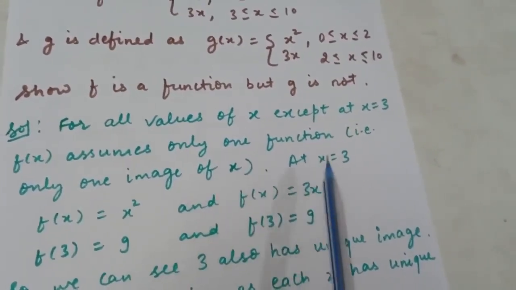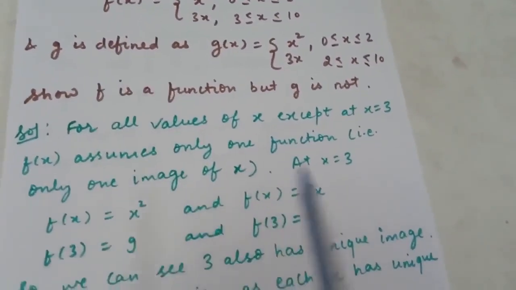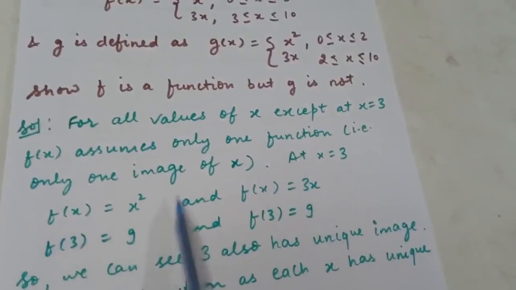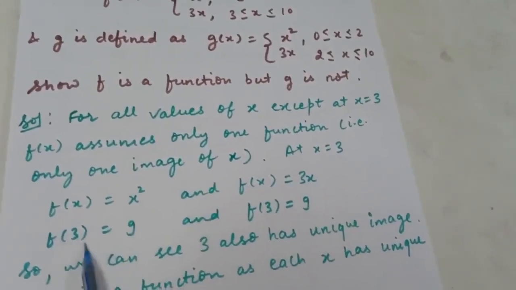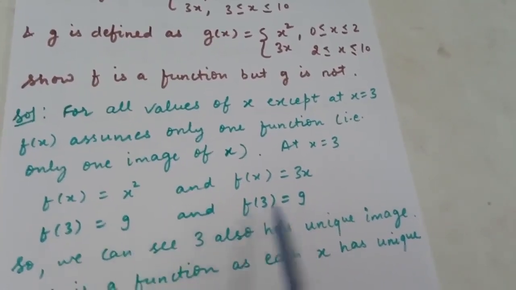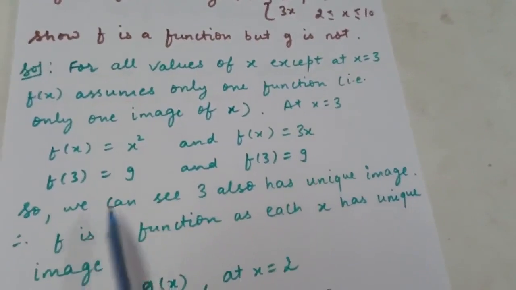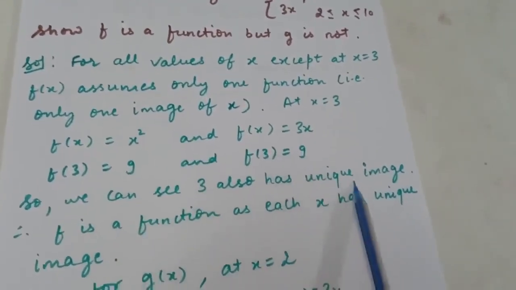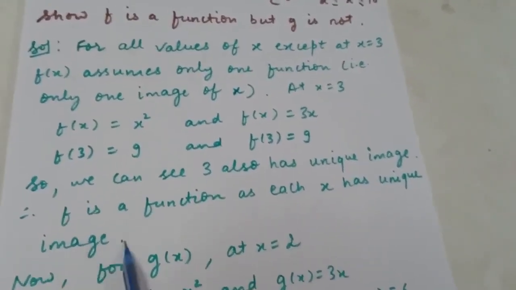So we just have to check at x equal to 3 if f(x) has one image or more than one image. At x equal to 3, f(x) is x square and also 3x. But when we put 3 in place of x, we'll get 9 and 9, because 3 into 3 is also 9. So we can see f(x) assumes two functions but they give the unique image. Therefore f is a function as each x has a unique image.